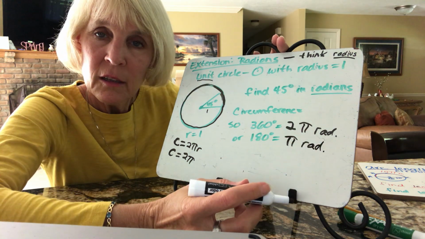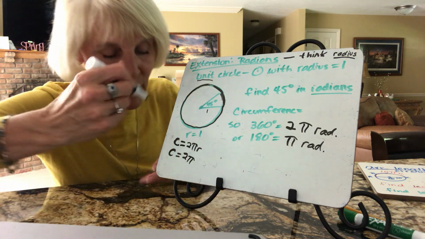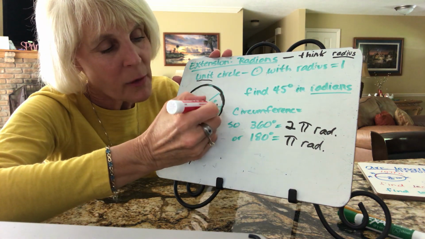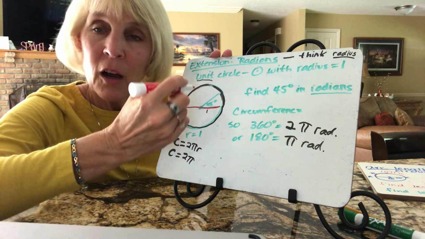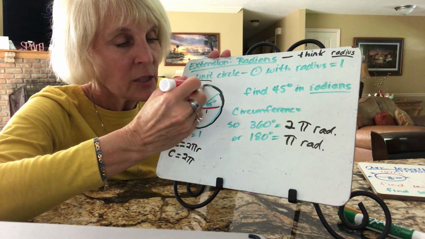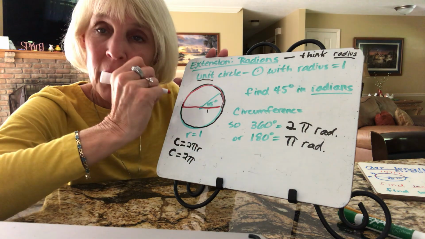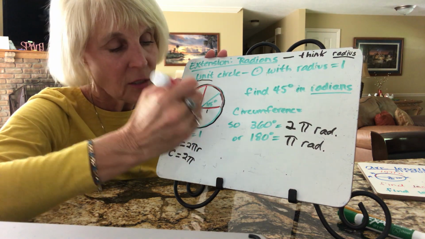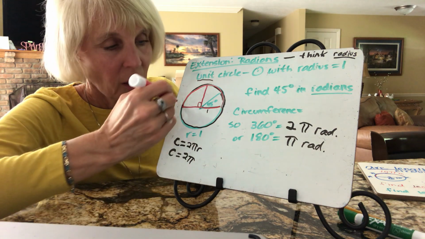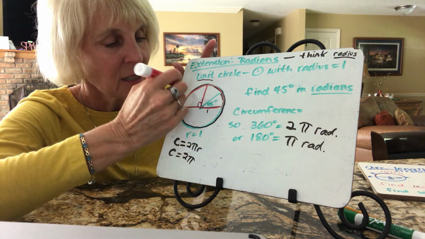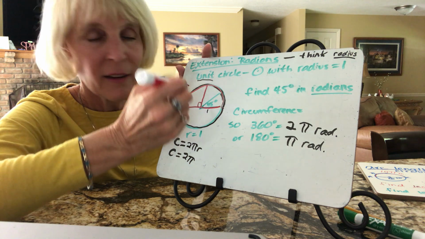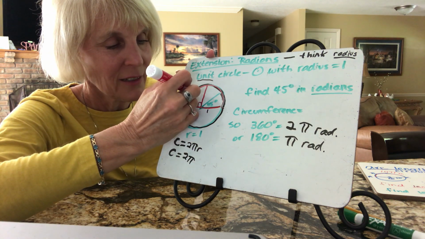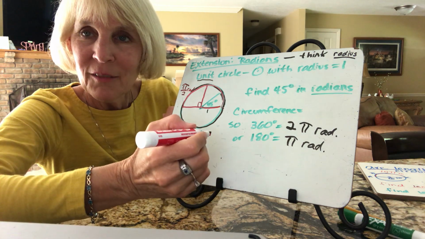radians. Okay? So if I say that's pi radians, if I went all the way across, then 180 degrees would equal pi radians. Let's keep going. What happens if it's 90 degrees? Well, if this is pi radians, then this is going to be pi, what? Halves radians, exactly. Okay? Makes sense?